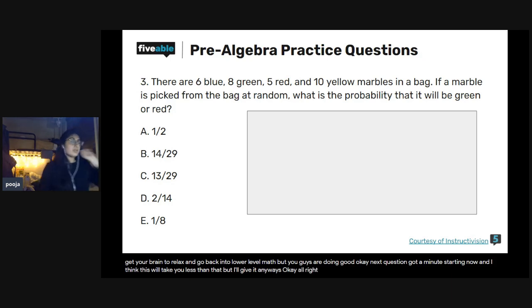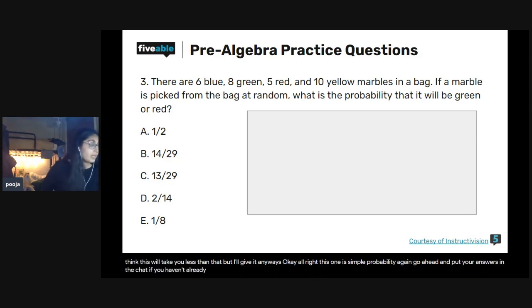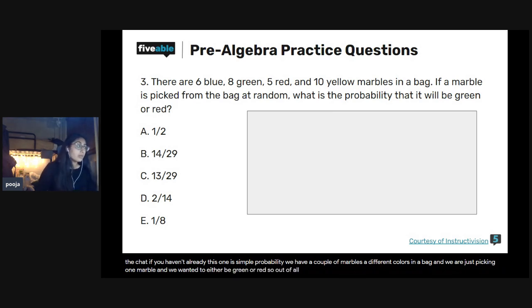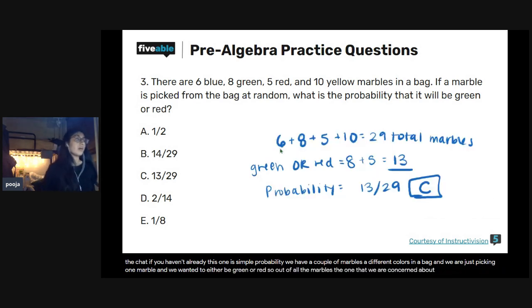All right. This one is simple probability. Again, go ahead and put your answers in the chat if you haven't already. We have a couple of marbles of different colors in a bag, and we are just picking one marble, and we want it to either be green or red. So out of all the marbles, the ones we are concerned about are the green and the red ones.